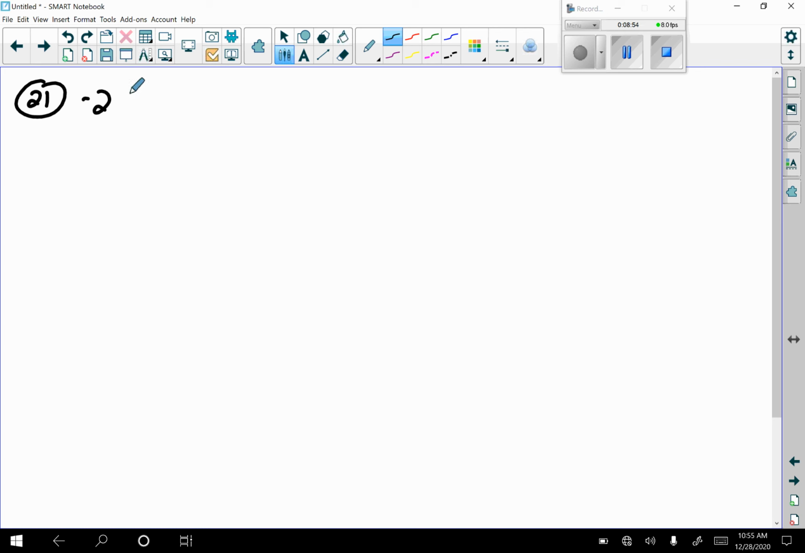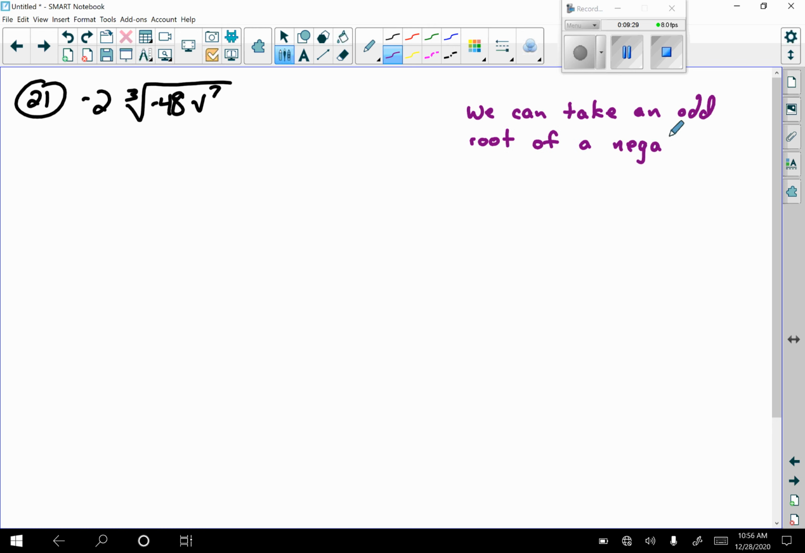All right, this is negative 2 times the cubed root of negative 48 times v to the 7th. So one thing I want to point out here, notice we have a negative number underneath the root. So we can take the cubed root of a negative number. We cannot take the square root. So as long as the root is odd, we'll write this out. We can take an odd root of a negative number. We cannot take an even root of a negative number.